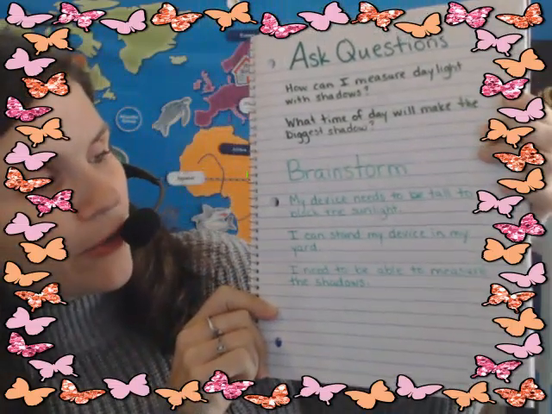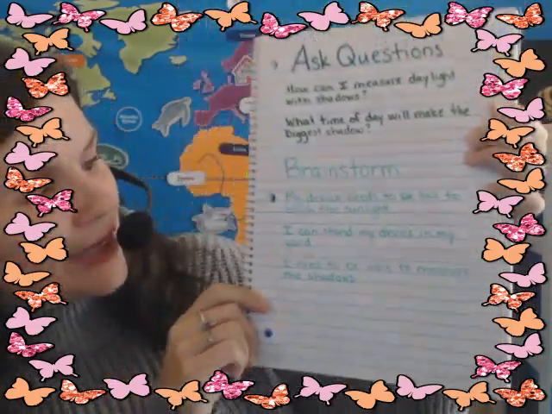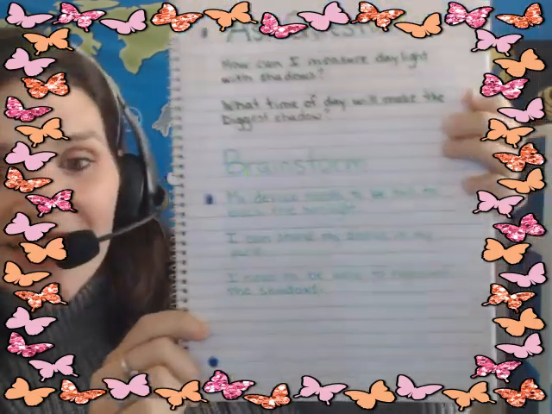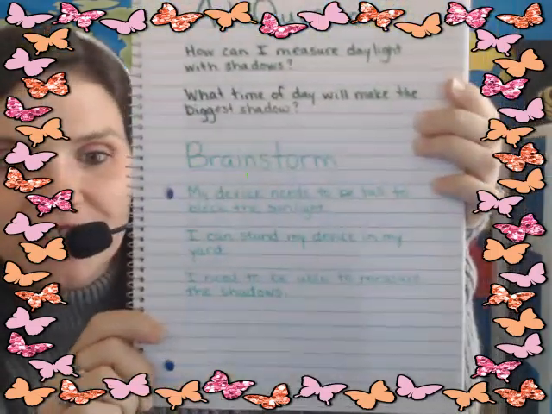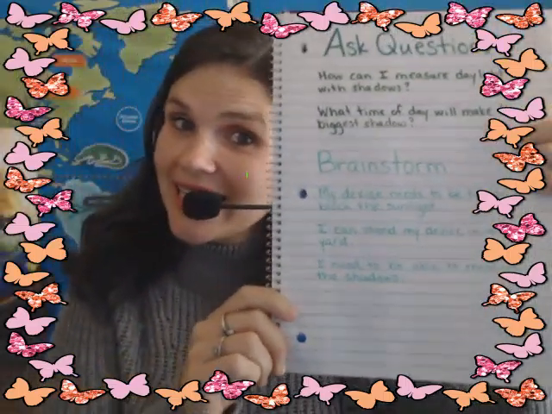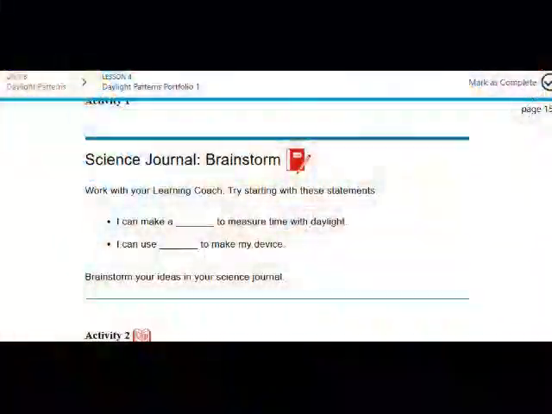I wrote, my device needs to be tall to block the sunlight. I can stand my device in my yard. I need to be able to measure the shadows. So I want a place that's nice and sunny outside, and I want to make sure that I have something that will block that sunlight so I can measure the shadow.